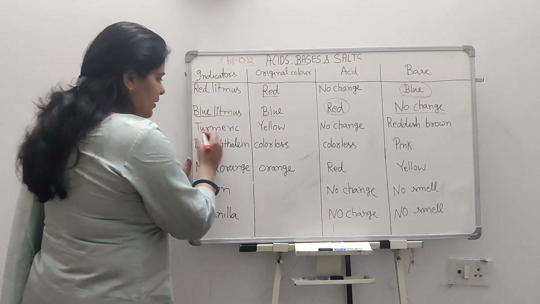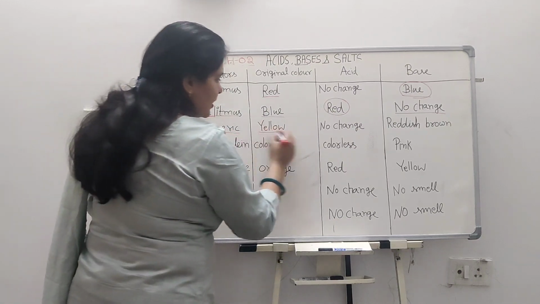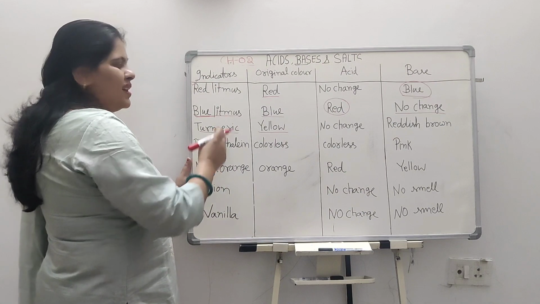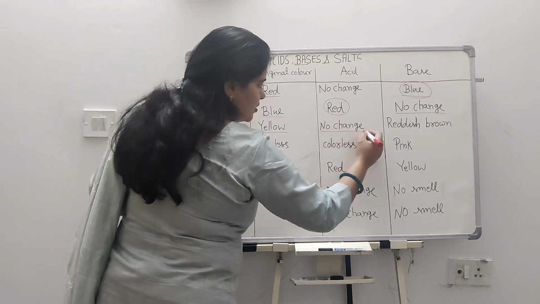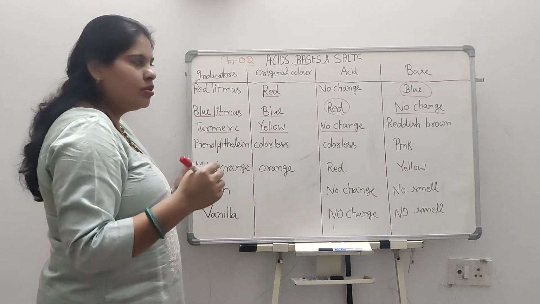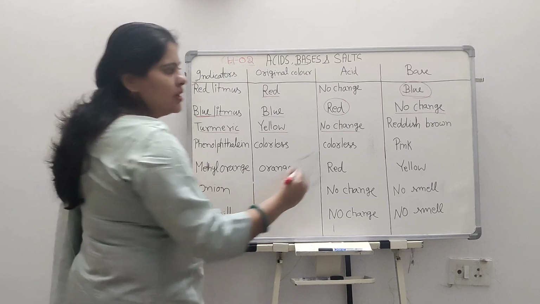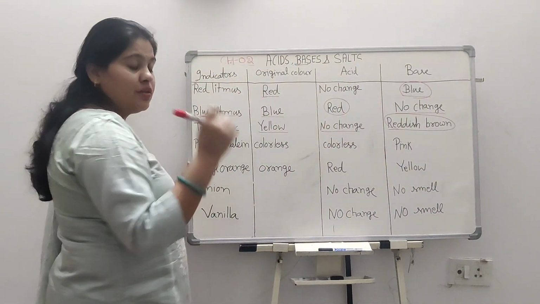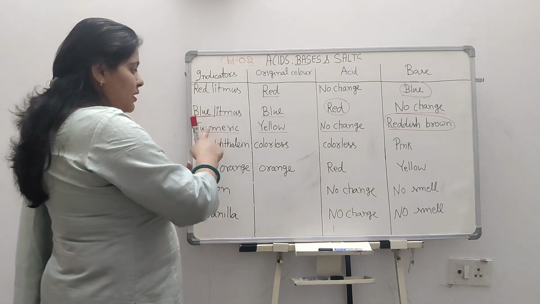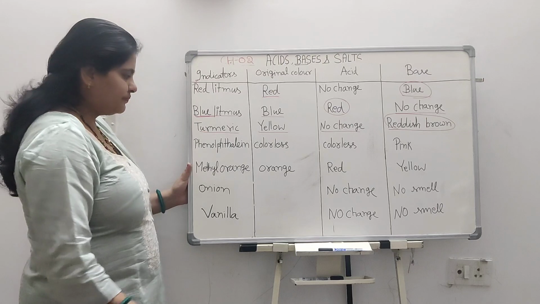Now turmeric. Turmeric, its solution's original color is yellow. If you add some solution of turmeric to acidic substance or acidic solution, then there will be no change. While if you add turmeric to basic solution, then it turns to reddish brown. In the case of basic solution, turmeric turns the basic solution reddish brown.